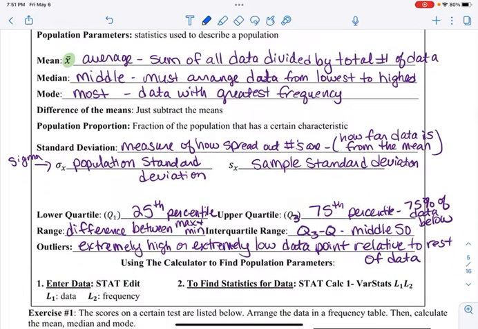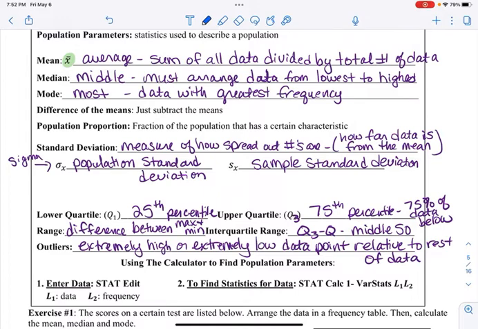All right, difference of the means, all you're going to do is subtract the means. Sometimes we have the mean for the population and the mean for a sample, and we might just have to subtract them. Population proportion will be something that will come up in another lesson as well. It's just a fraction of the population that has a certain characteristic. Standard deviation, that's what we're going to be talking about in the next two lessons.